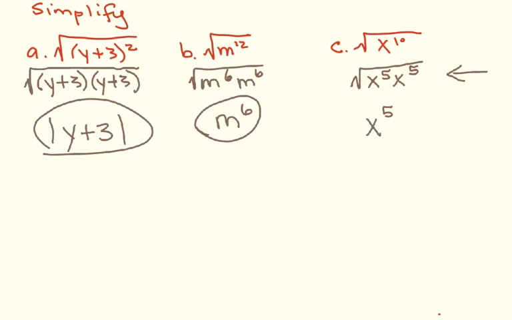Now here we ask the question, do we need absolute value bars? And the answer is yes, we do. Because this is an odd exponent, and we could end up with a negative. And we want to make sure that we end up with a positive.